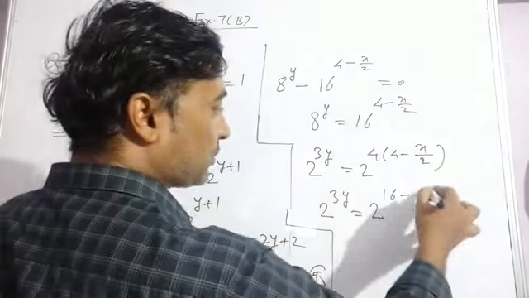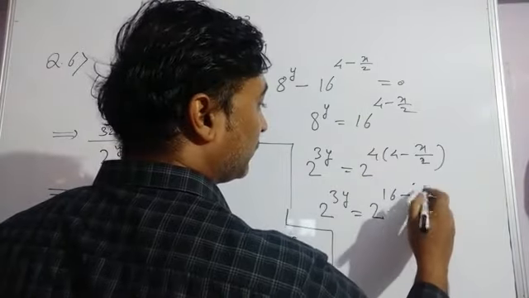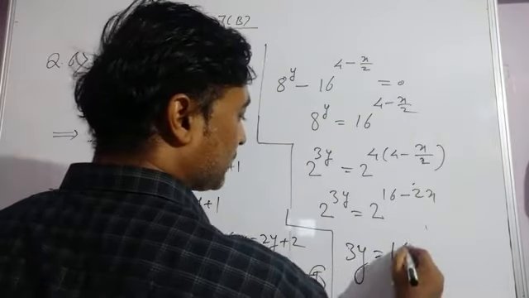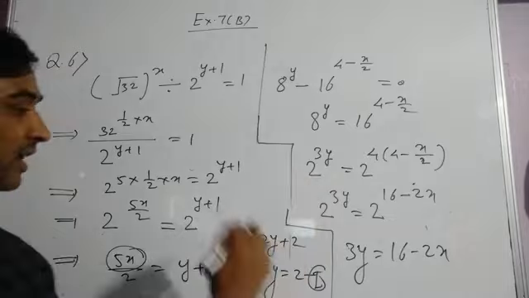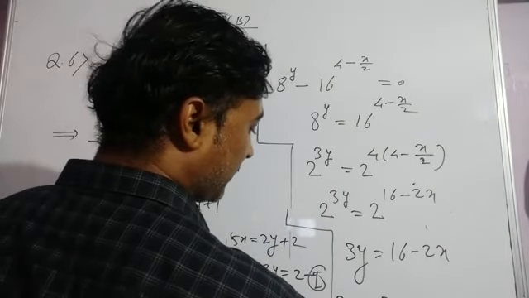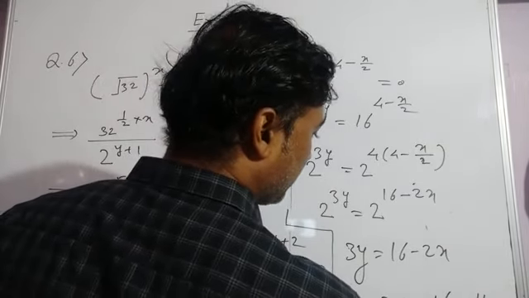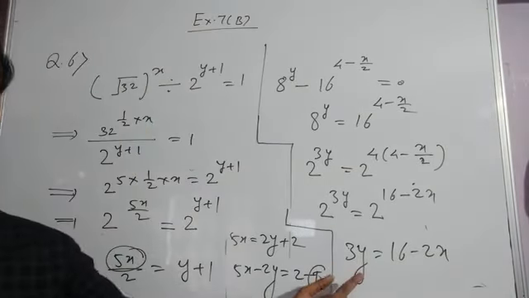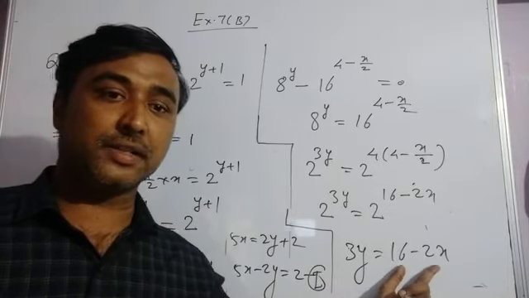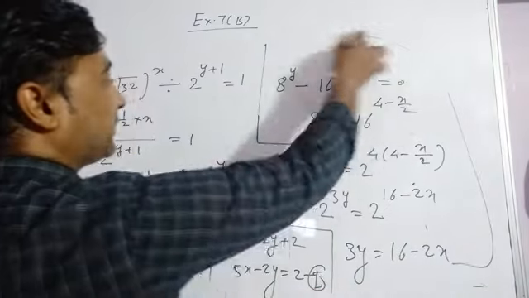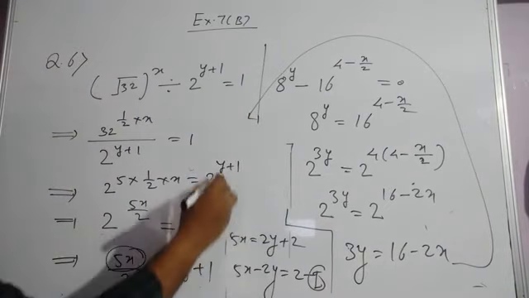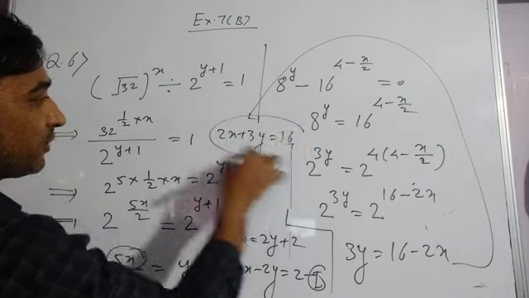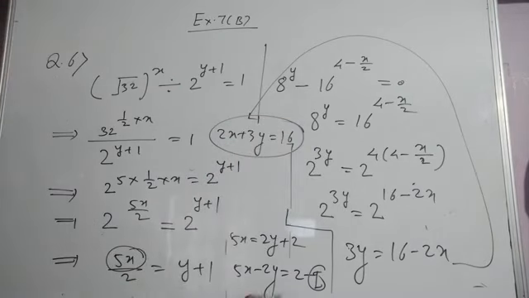Okay? So 2 2s are 4. So this will be 2x. Again bases are same. So I'll compare: 3y is equal to 16 minus 2x. So this 2x came to this side. So 2x plus 3y is equal to 16. This is my equation number 2. I hope you are able to see this. I hope up to here it is clear to you. 3y is equal to 16 minus 2x, so this equation will be 2x plus 3y is equal to 16. This is my equation number 2 and this was my equation number 1.